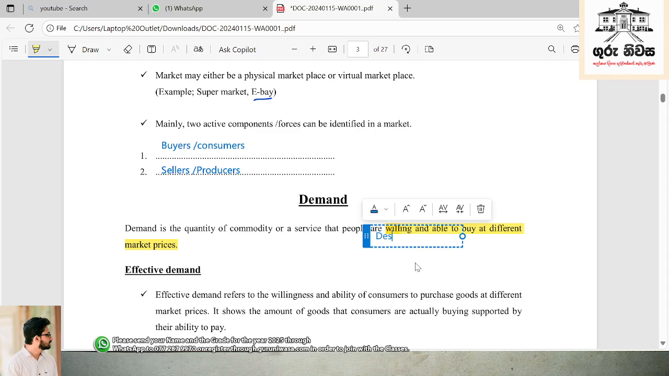Desire. Okay, lamai. Desire, right? What is meant by desire? What is meant by able to buy? Able to buy means, lamai, you should have money. This is called purchasing power.